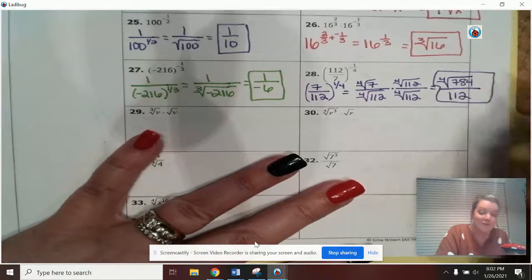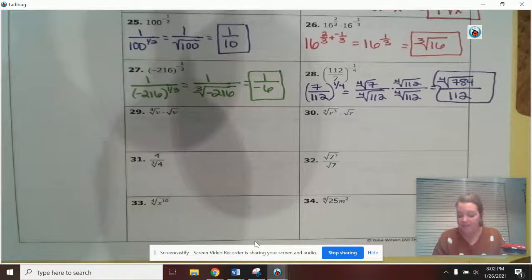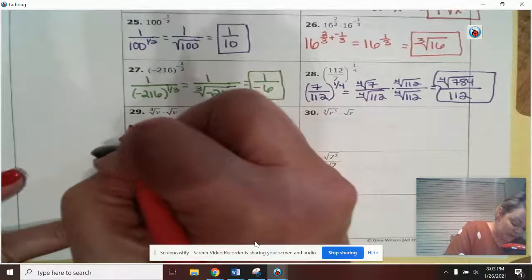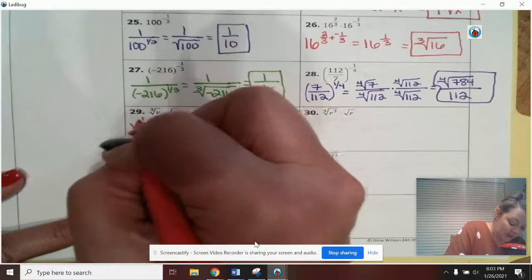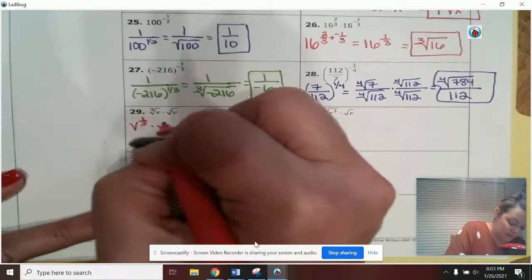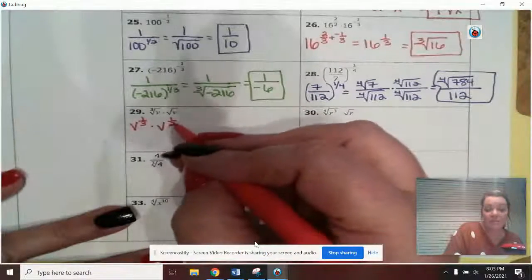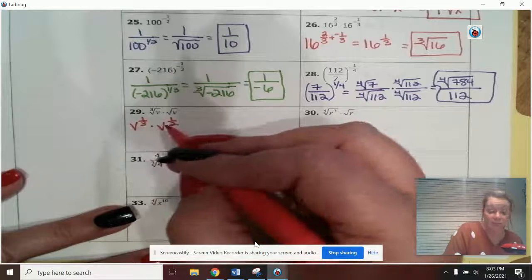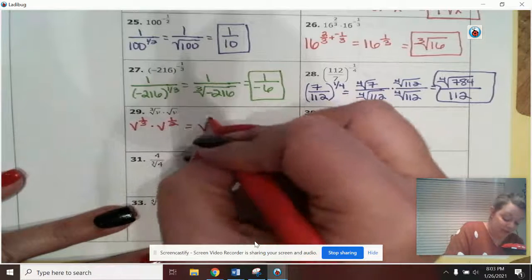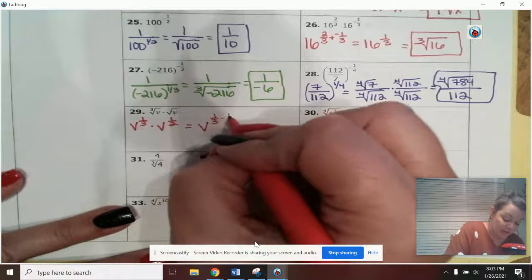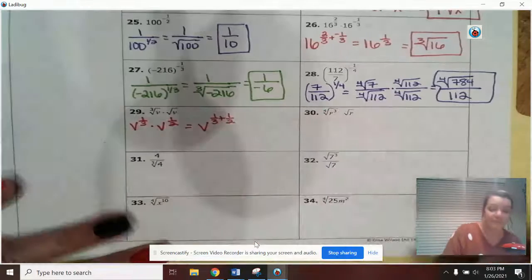That's probably the hardest one on the page. All right, cube root of v times the square root of v. So if I put these both back into rational exponents, this one is v to the 1/3. This one is v to the 1/2. Now, base to a power, I add the exponents together. So v to the 1/3 plus 1/2.